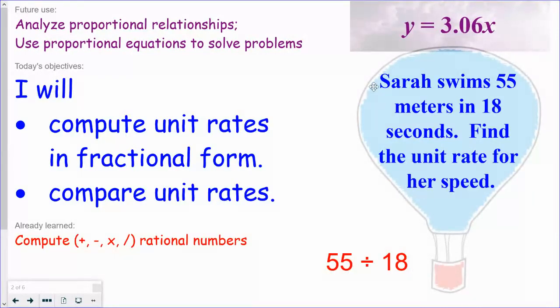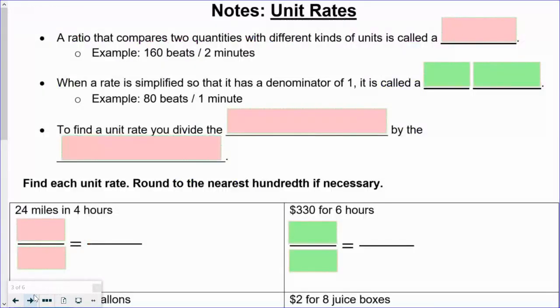Some of them might be given in word problems, such as Sarah swims 55 meters in 18 seconds. We would have to find the unit rate for her speed. And why would we need to know this? Because we need to be able to analyze proportional relationships using proportional equations to solve the problem, such as y equals 3,600 times x. Okay, so let's go ahead and get our notes out and ready to fill them in.